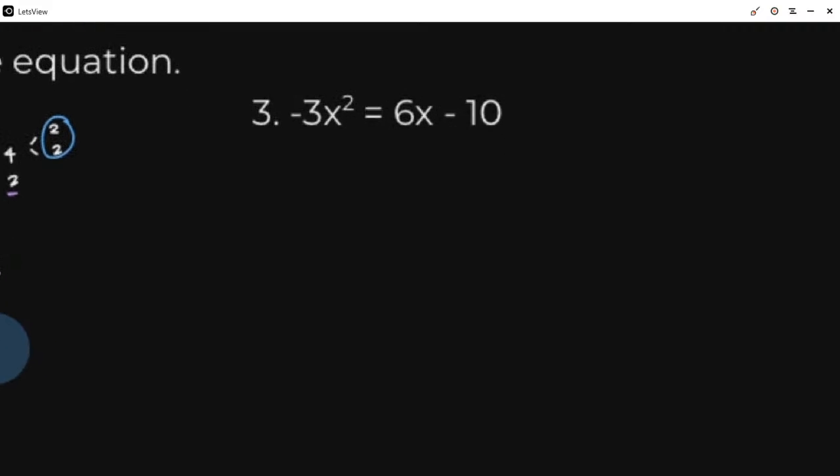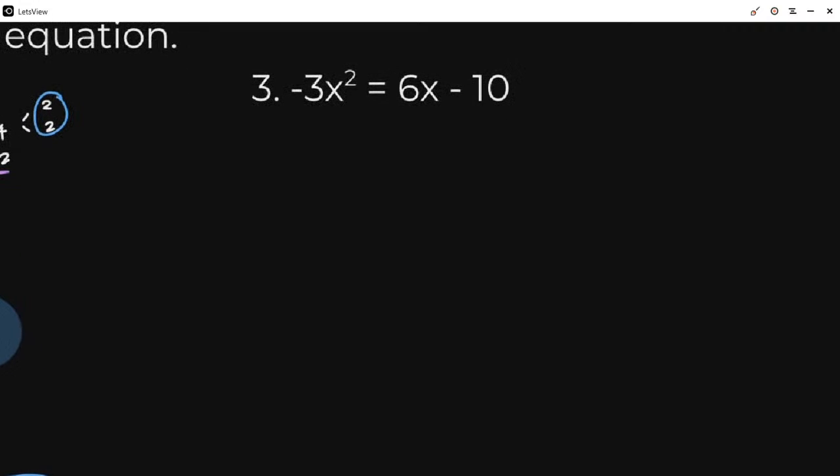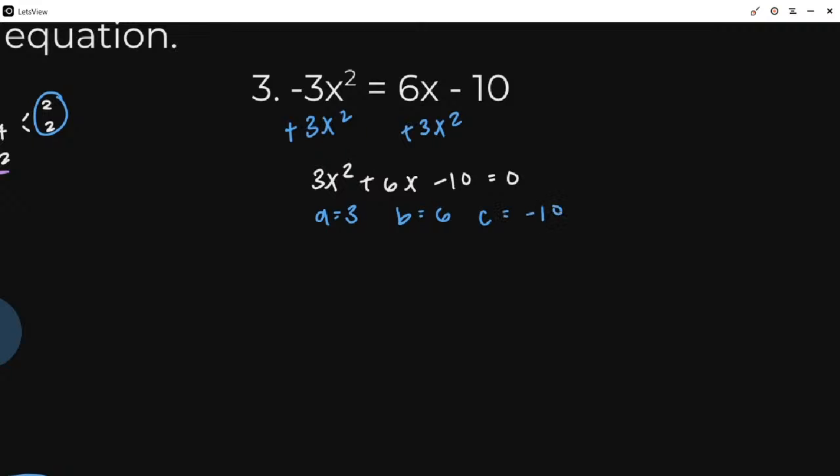Okay, next one we have negative 3x squared equals 6x minus 10. So for these problems, there's no rule that a has to be positive, but it is still easier if we move this over instead of move the other two. So then we'll get 3x squared plus 6x minus 10 equals 0. So a is 3, b is 6, and c is negative 10.